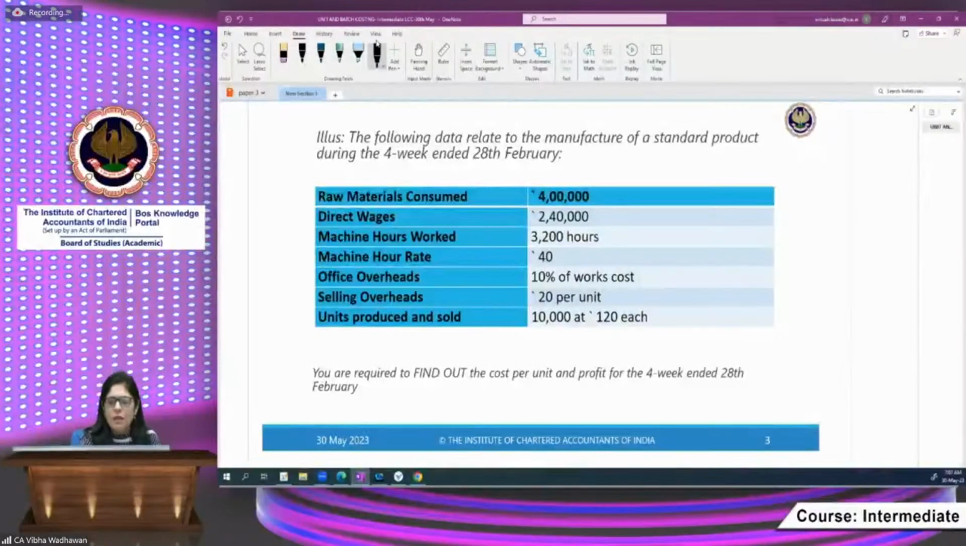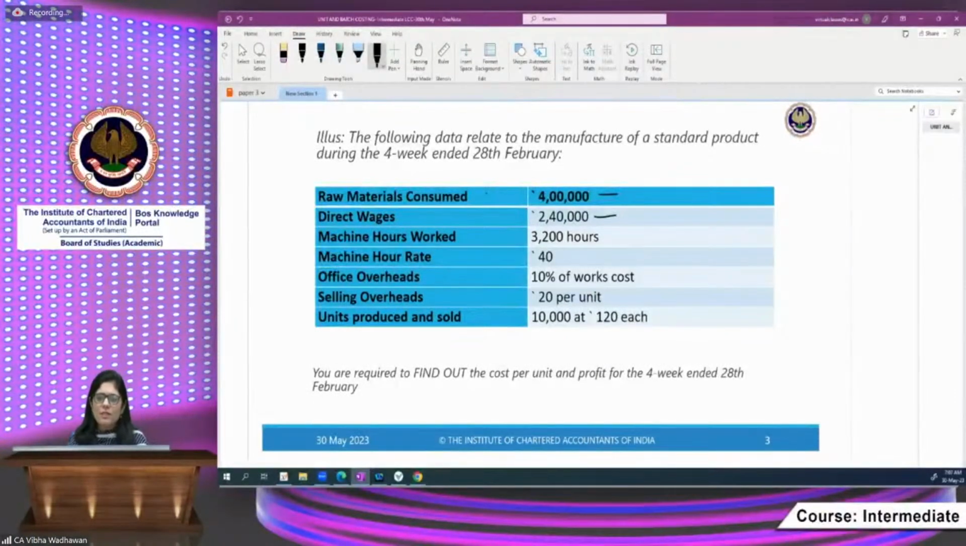So we have raw material, direct wages, machine hours worked. Can you find something here, machine hours worked? That means it's talking about overheads. By now you must have done overheads. Overheads are always absorbed on some base or some rate or some parameter. Here, overheads are absorbed on the basis of machine hours. So office overheads and selling overheads.